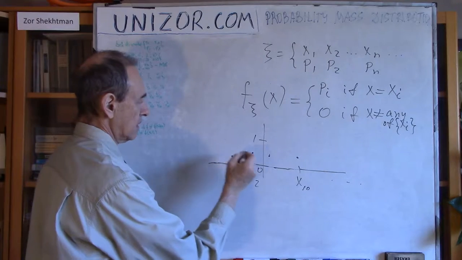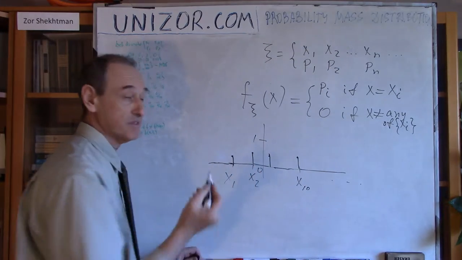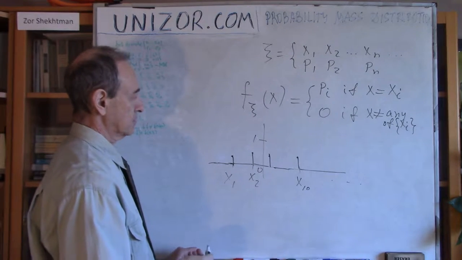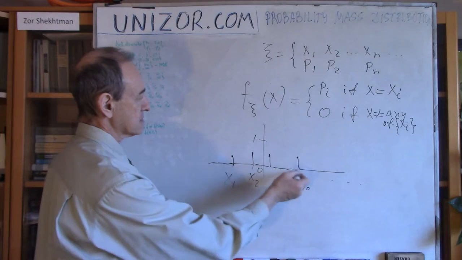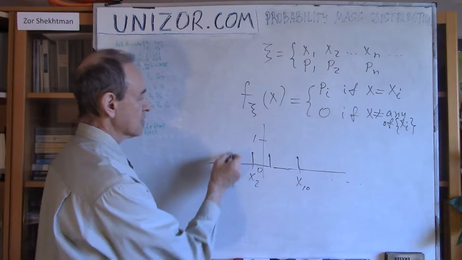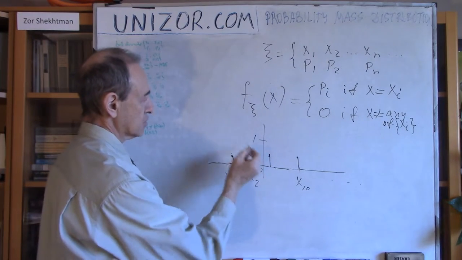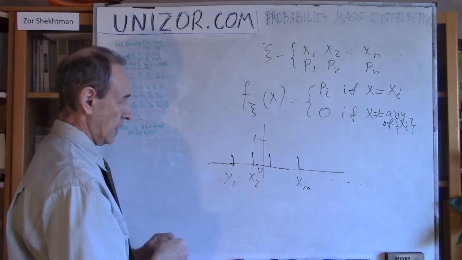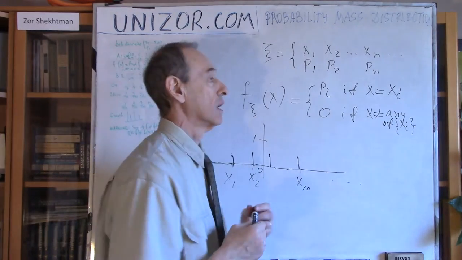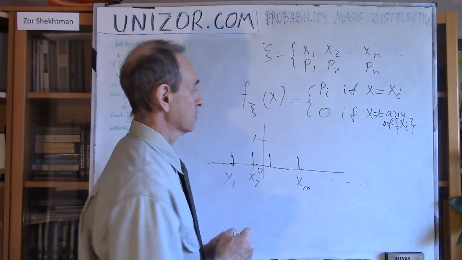Sometimes we add the vertical bars because the point is not really visible if you are printing it or displaying it. So sometimes it's displayed with these vertical bars, which means that the probability is zero and then jumps up to this value of p1. Then again zero, then jumps to p2, etc. So we have a function, and this function is called the probability mass distribution function.